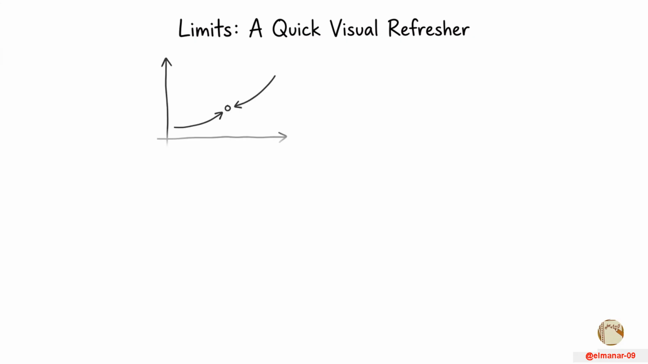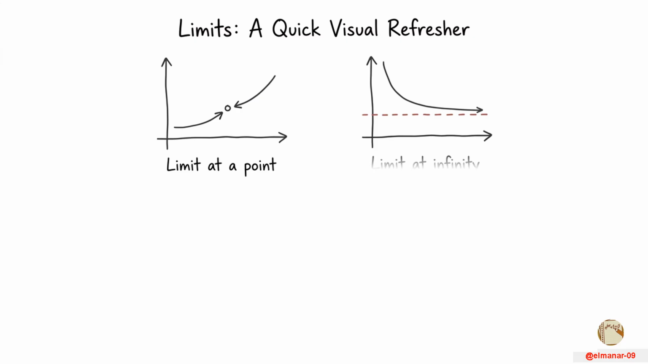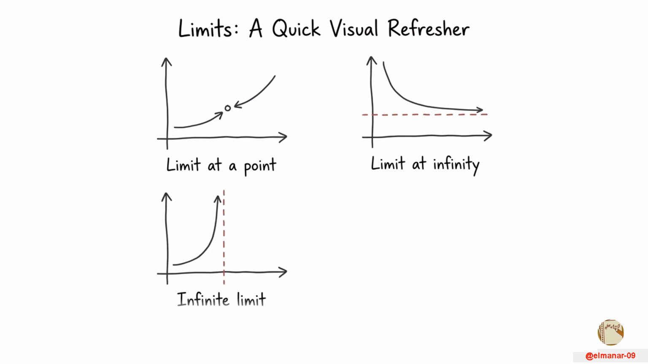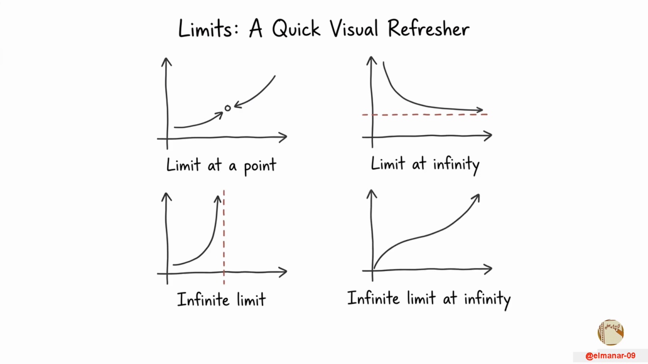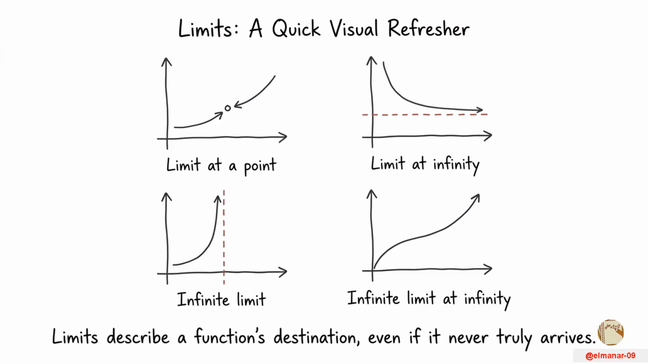In the first graph, we see a limit at a point. The function is aiming for a specific hole in the graph. In the second, limit at infinity, the function settles down and follows a horizontal line as x gets huge. The third shows an infinite limit, where the function rockets up to the sky along a vertical line. And finally, an infinite limit at infinity is when the function just keeps growing forever as we move to the right. Understanding these destinations is key, because today we're going to learn how to find them, even when the path looks blurry.